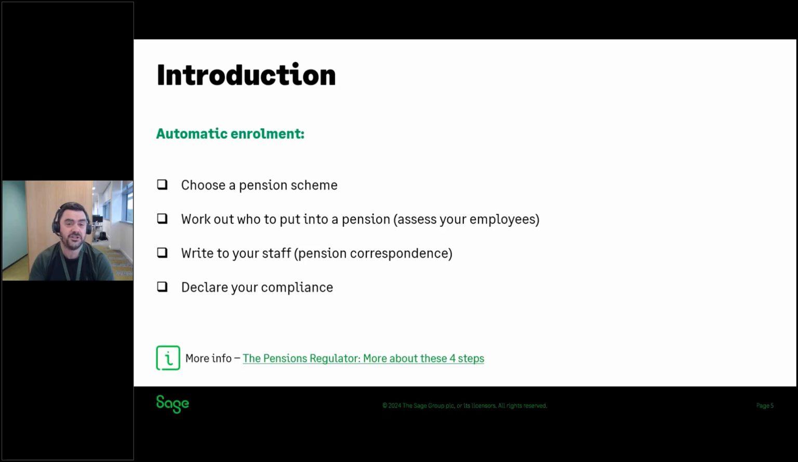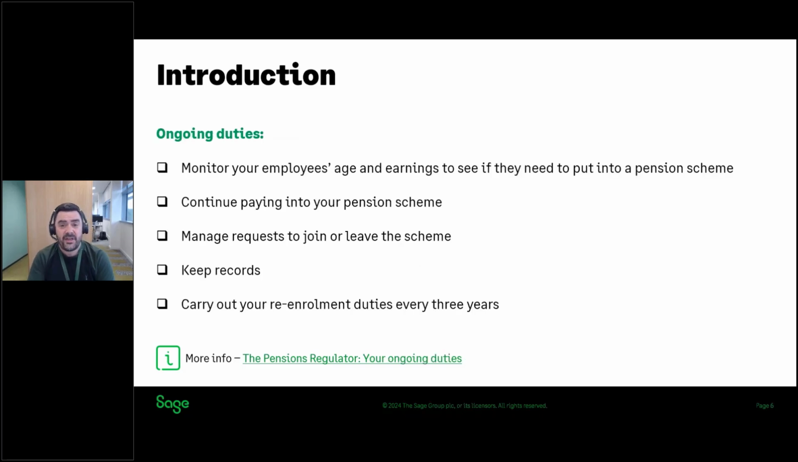And these initial duties affect you as soon as you take on your first member of staff, or if you were an existing employer before 2017, you'll have been given a specific date, a staging date, when auto enrolment applied to you. So I'd imagine most of you here have completed those 4 initial duties. But it doesn't stop there. There are ongoing duties as an employer that you need to comply with. You can read more about these ongoing duties on the Pensions Regulator website, which I've linked to on the slide.